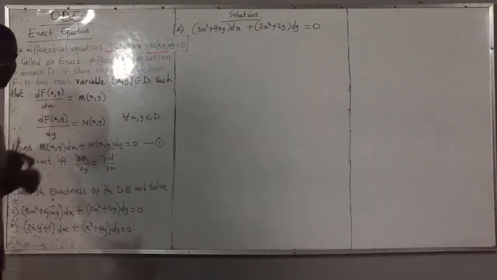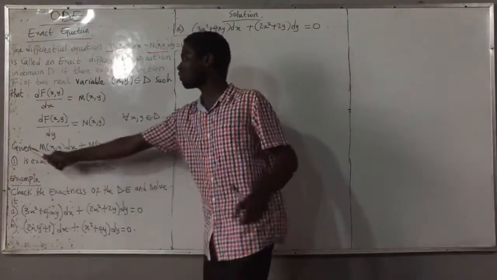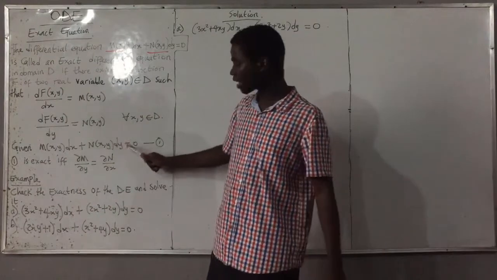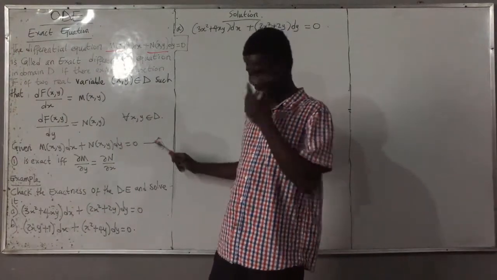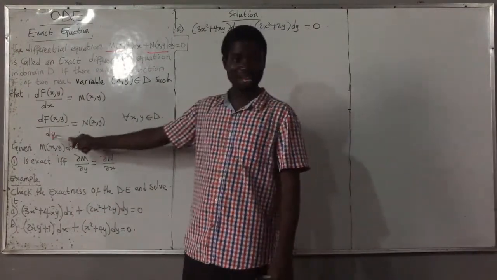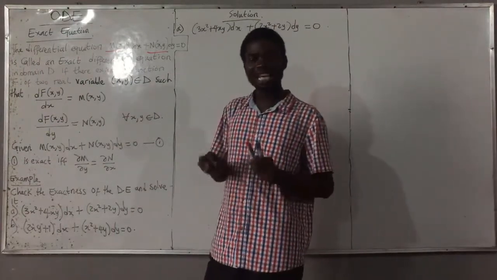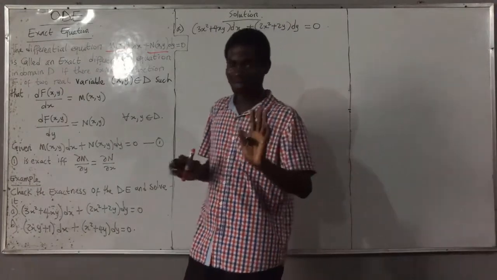So, but then if you are given a differential equation M(x,y) dx plus N(x,y) dy equals 0, I call it one. This is a differential equation. So how do you check whether a differential equation is exact? Number one, look at it. Let me tell you something.